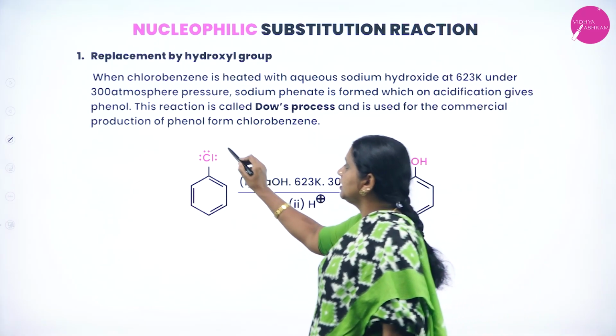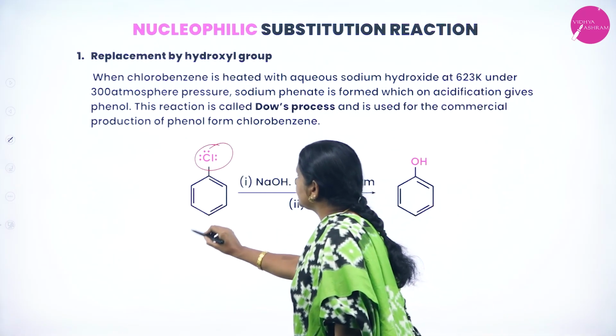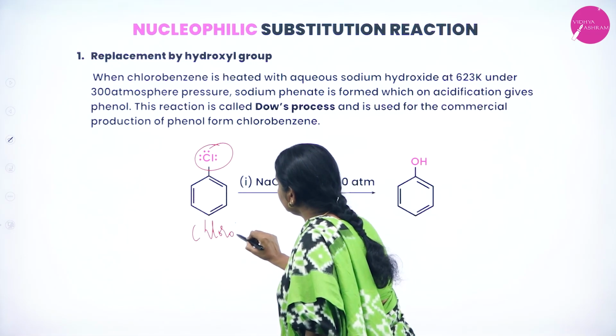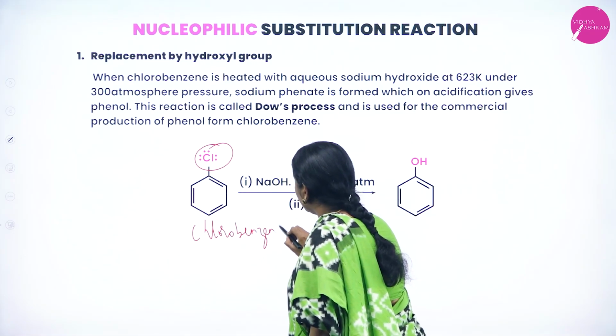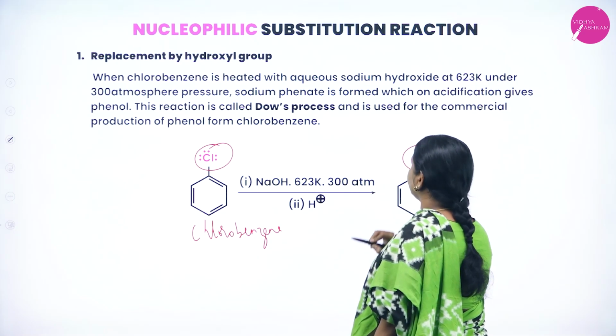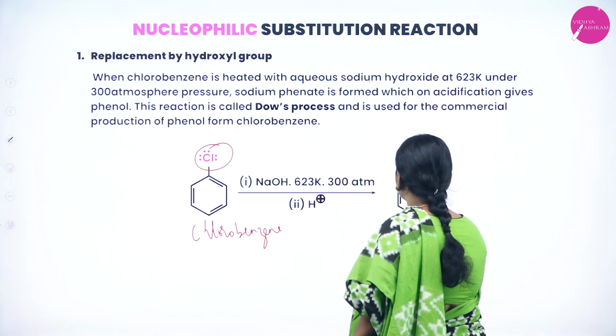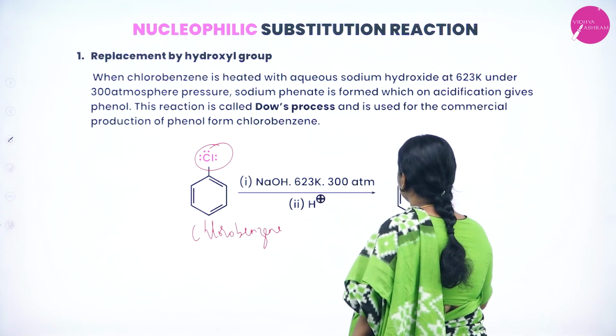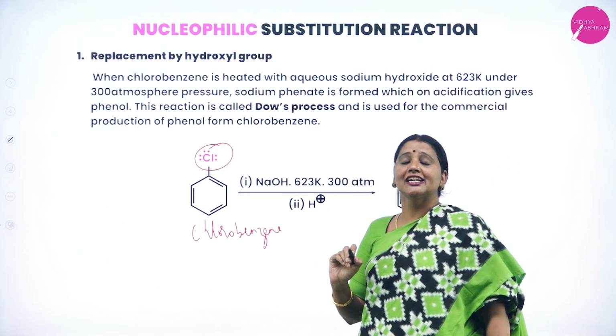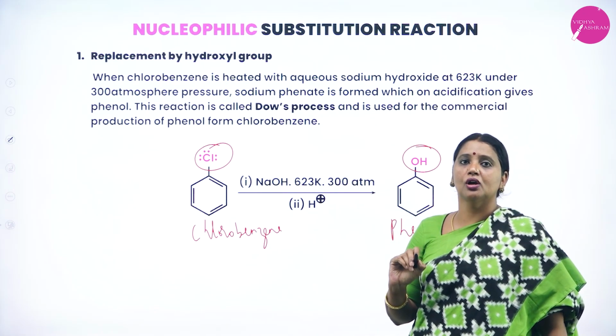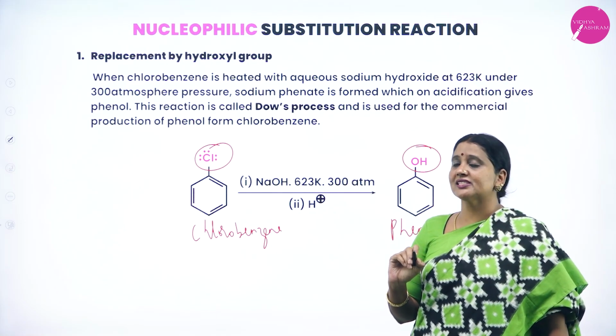Next, replacement by hydroxyl group. How do you convert chlorobenzene into phenol? If the chlorine atom is replaced by OH, what will it become? Phenol. How do you convert chlorobenzene into phenol?